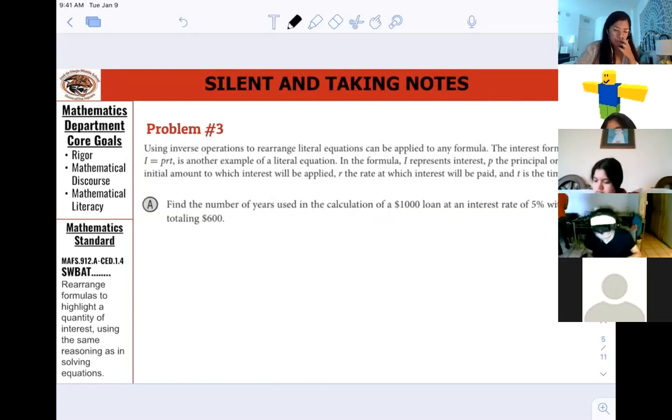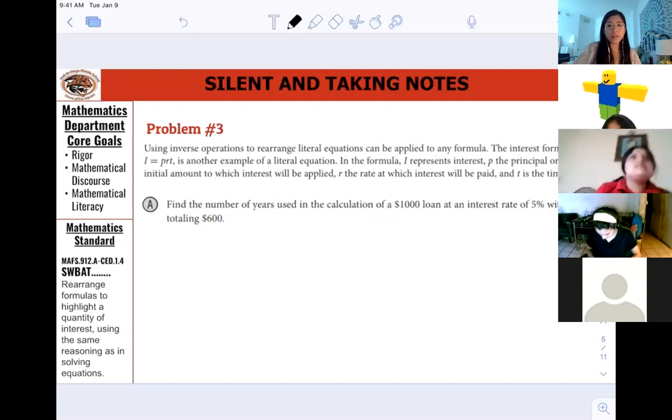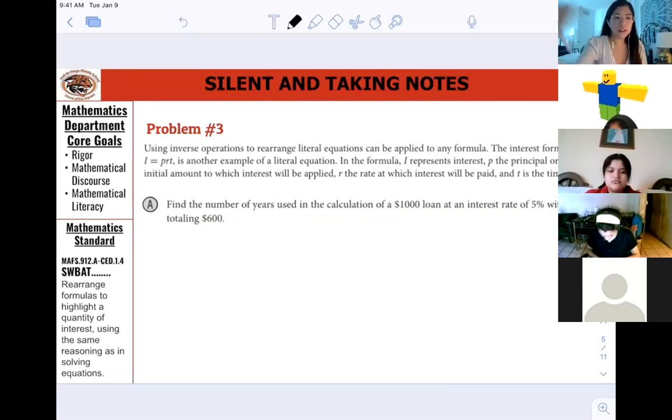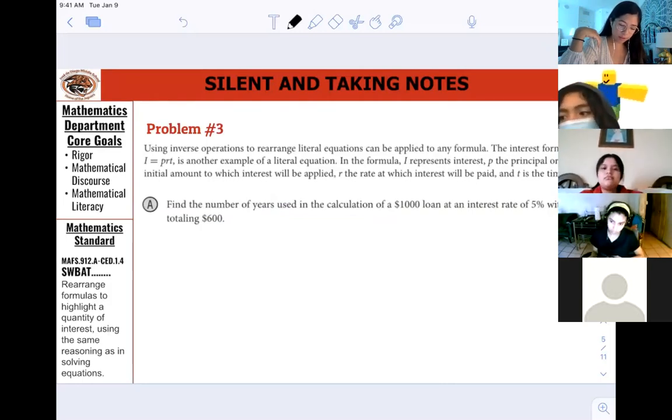So I equals PRT is an equation that you use a lot in finance and economics if you're trying to figure out how much something is going to cost if you put it in the bank or if you invest in something. So it's a pretty good equation to use, and it can be used in the real world for sure. So let's go ahead and solve this problem. We're going to find the number of years used in the calculation of a $1,000 loan at an interest rate of 5% with interest totaling 600.